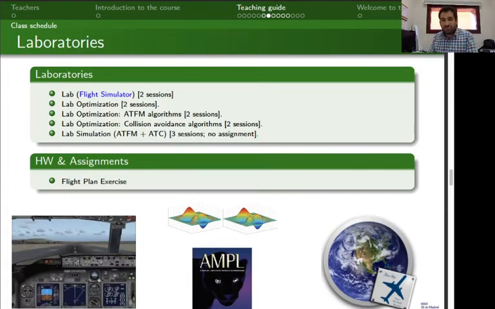As for the laboratory, we have 2 sessions devoted to the flight simulator, and here you have the video to the flight simulator lab. Optimization, again, 2 sessions. Flow management, collision avoidance or conflict detection resolution, 2 sessions, and then the simulation lab with 3 sessions but no assignment, and then the flight plan exercise. So these are the assignments, labs, or homework that we will do together.